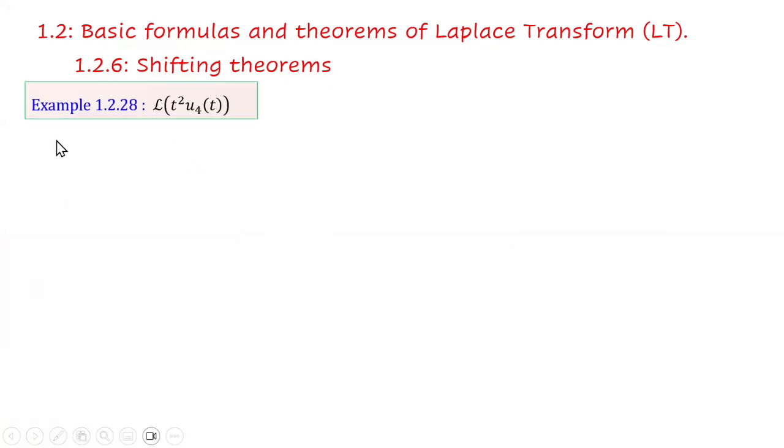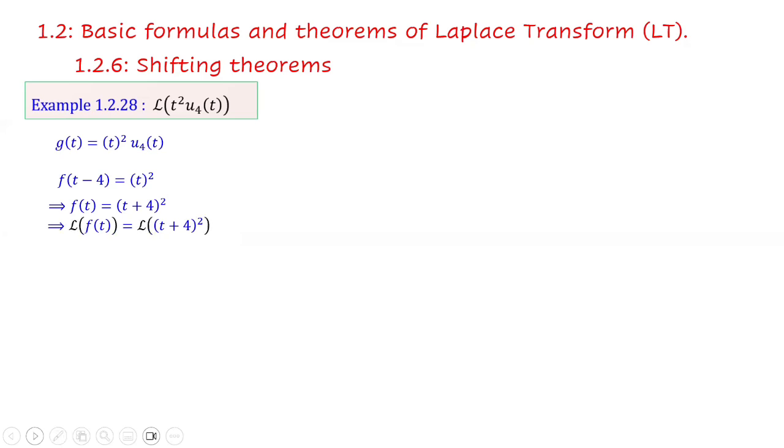We have our next problem, which is the Laplace transform of t square u4(t). So to solve this Laplace transform, we'll again get the f(t). So let g(t) be equal to t square u4(t). Then f(t minus 4) equals t square. So this implies f(t) is equal to (t plus 4) whole square.